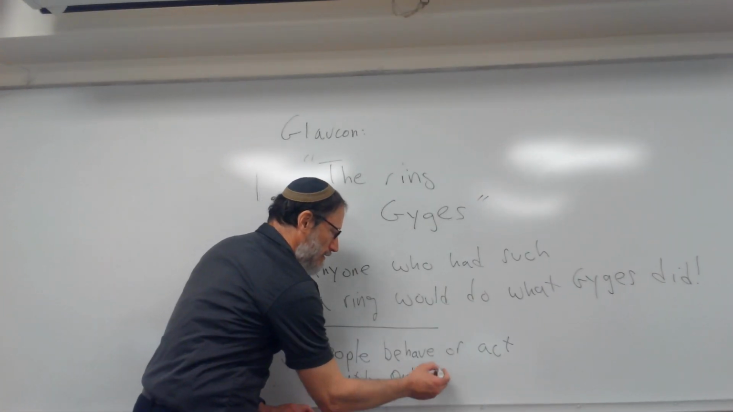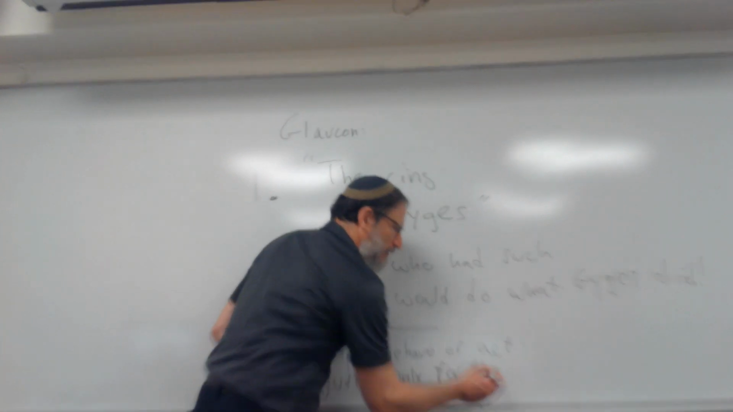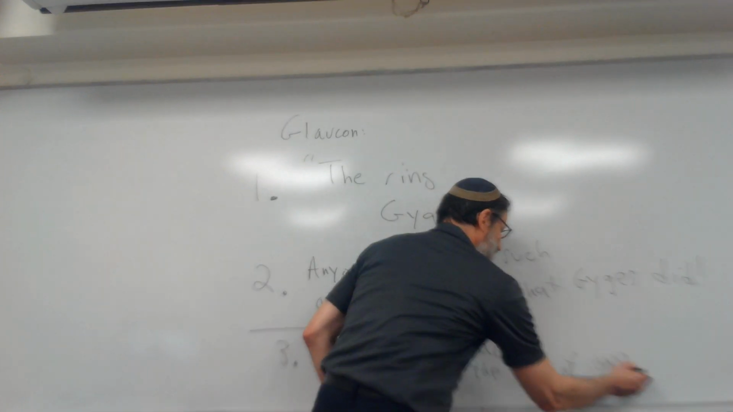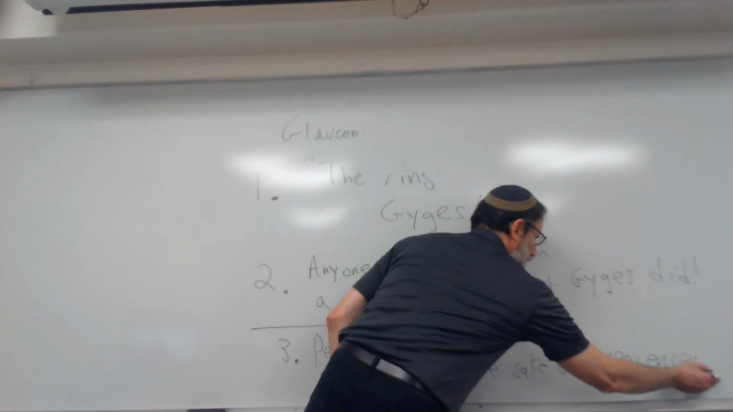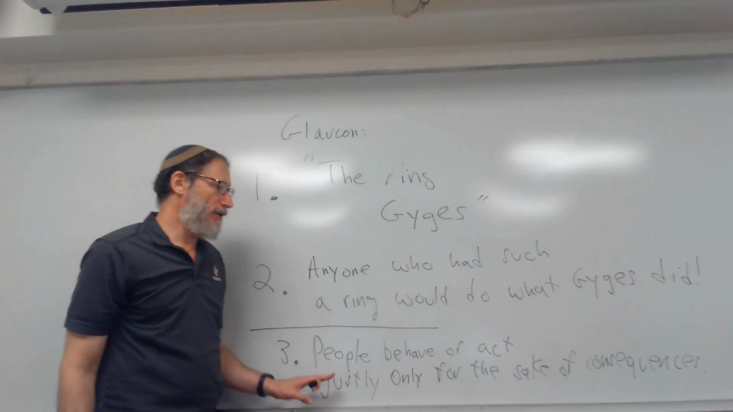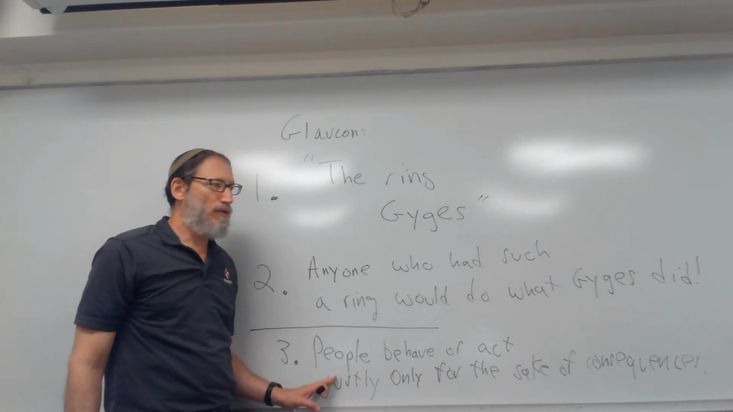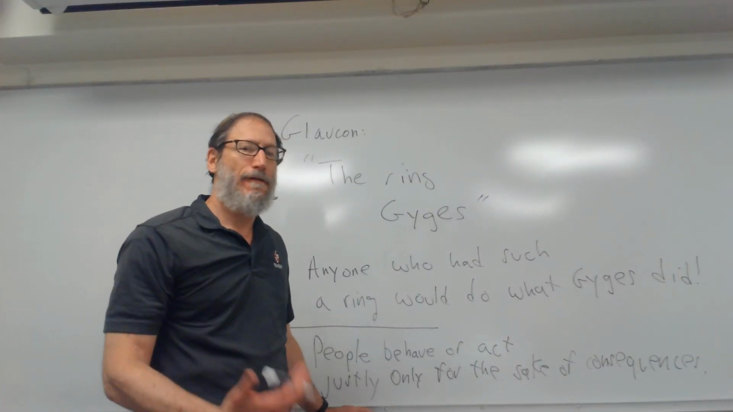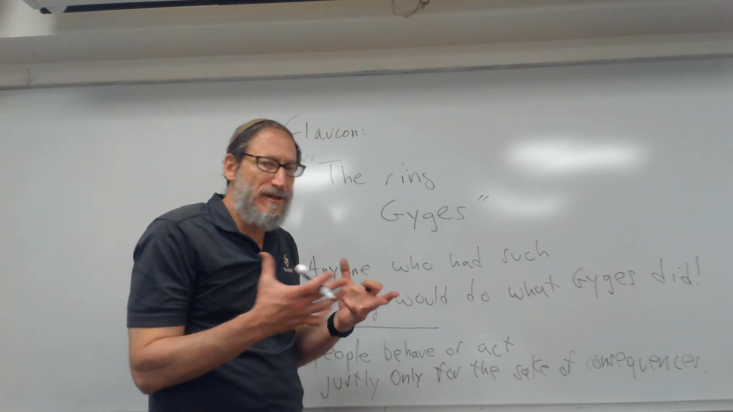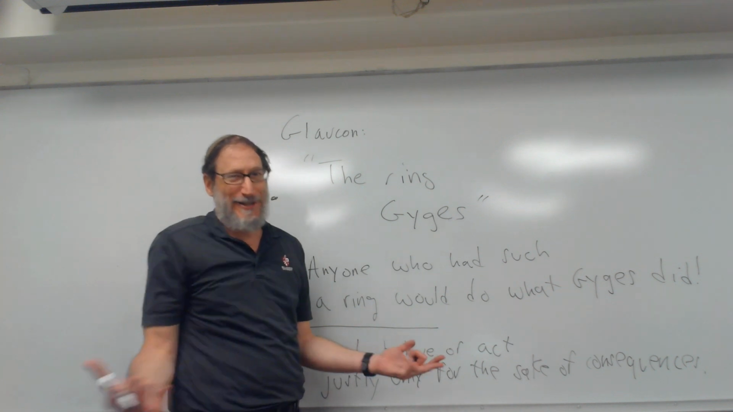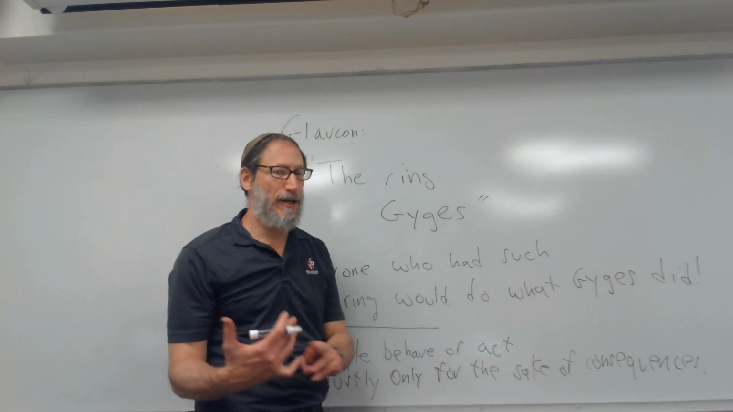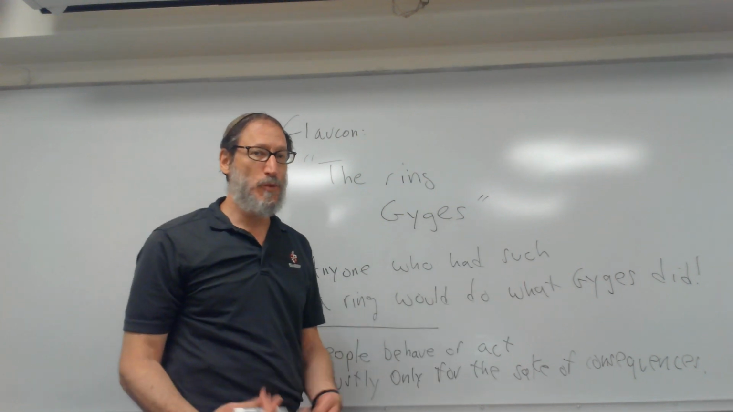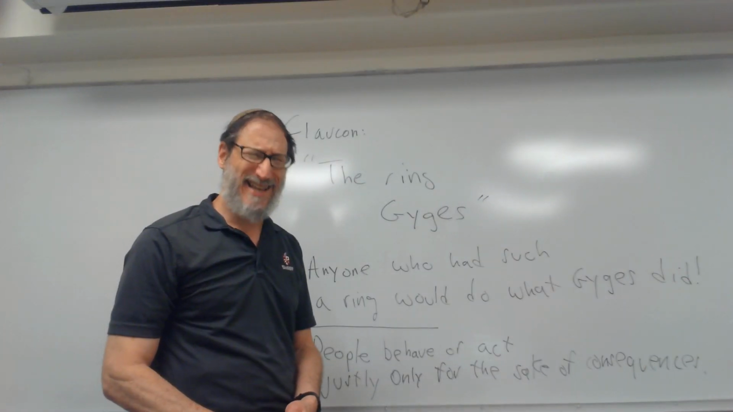only for the sake of consequences. Okay? People behave or act justly only for the sake of consequences. In other words, another way of saying the same thing is that no one acts justly for its own sake. No one really wants to be just. They just act justly because they're afraid of getting caught, they're afraid of negative consequences. That's why they act justly. But no one really wants to be just for its own sake.